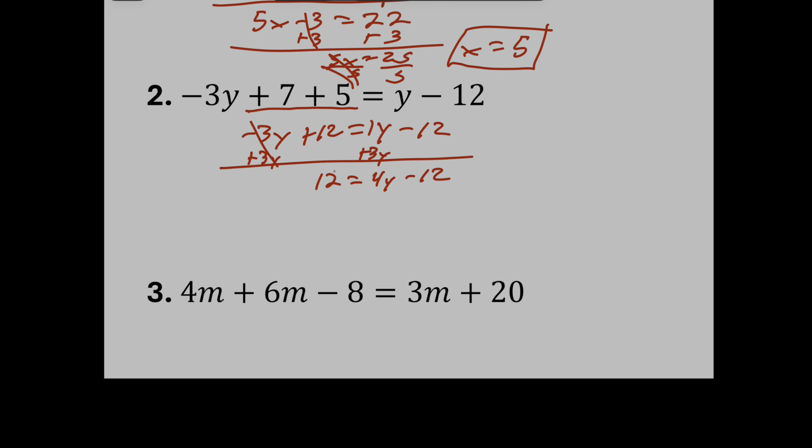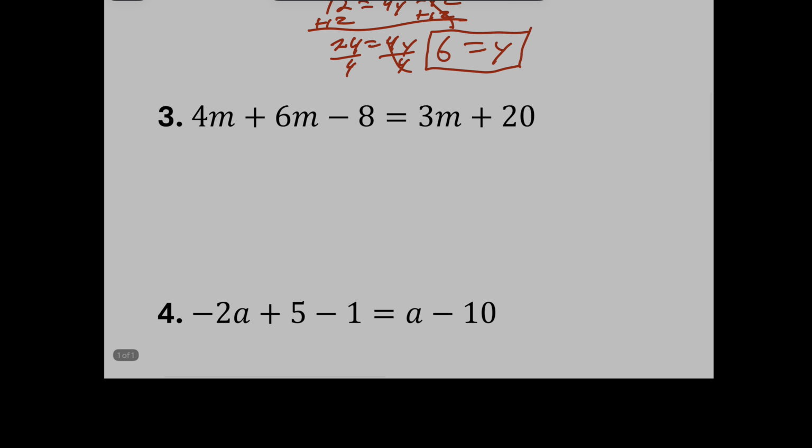Now I need to move this 12 over to the other side. So I'm going to add 12 to both sides. Boom. They're going to go away, and I'm going to get 24 equals 4y. I'm going to divide each side by 4, and I get 6 equals y. Again, it doesn't matter which side the letter is on. It's okay to have it on the left.